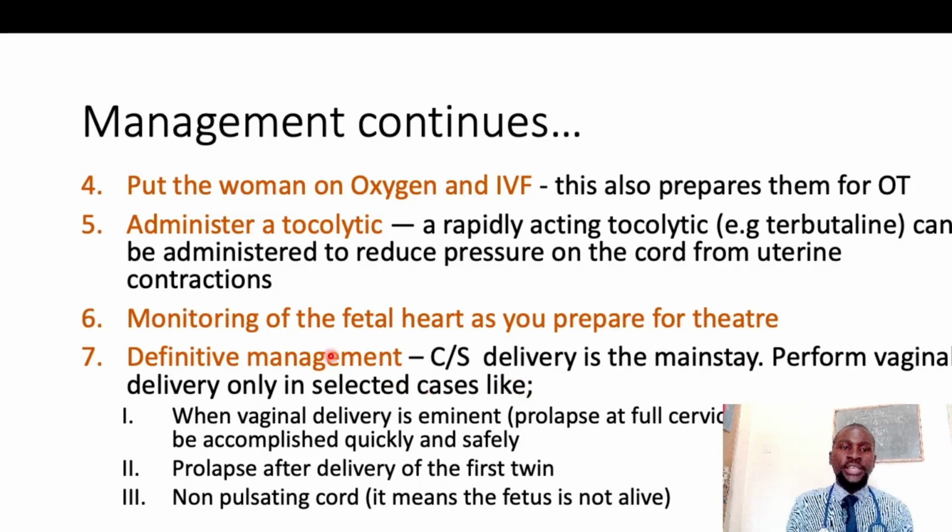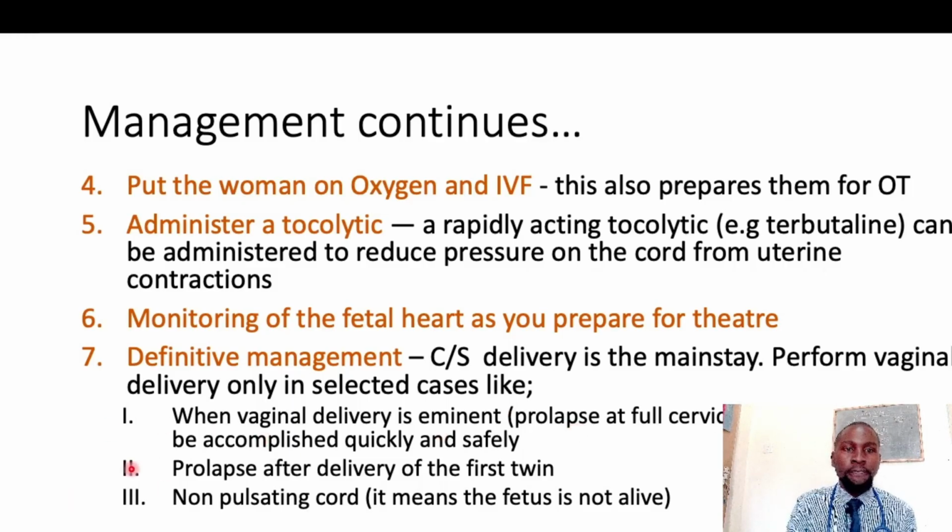For example, these are some of the cases in which you can do vaginal delivery. When the vaginal delivery is imminent, and birth will be accomplished quickly and safely. This is where you have a cord prolapse, but the cervix is fully dilated, the head is engaged, and you know that vaginal delivery will take place very quickly and safely. You don't need to start sending for Caesar. You can deliver vaginally, and this should be assisted vaginal delivery. You can use vacuum to deliver this, because you need to be as quick and as safe as possible.